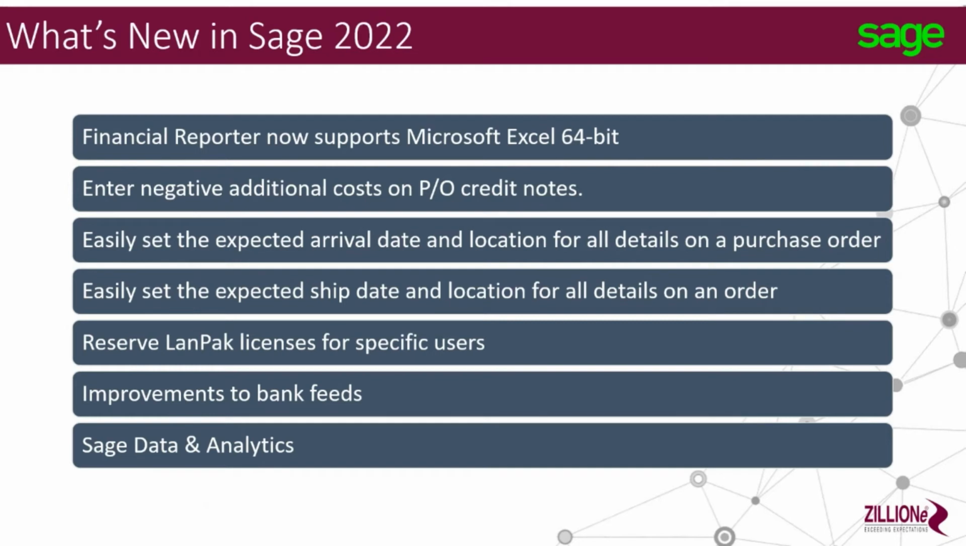So for example, if you are handling any shipping or restocking fees you paid as a result of returning an item, with the new improvements in Sage 300 2022 you would be able to enter the negative cost as well. Apart from that, you can easily set up the expected arrival dates and locations for all details on purchase orders. Similarly for order entries, you can easily set up the expected shipping dates as well. And if there are key users within Sage 300, that is another improvement where you can reserve a license for a specific user.